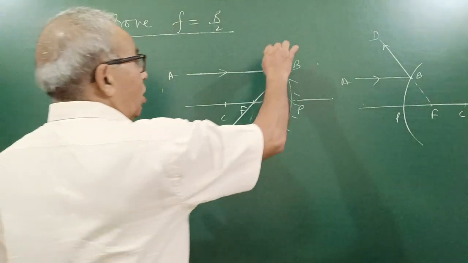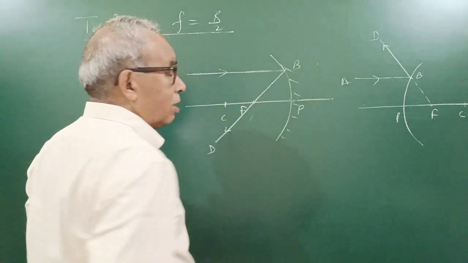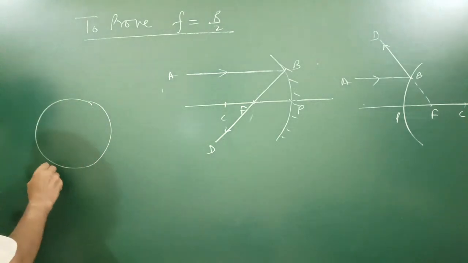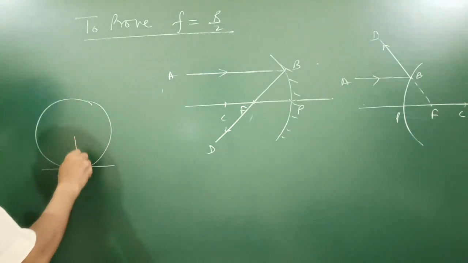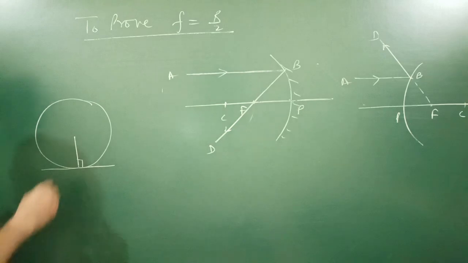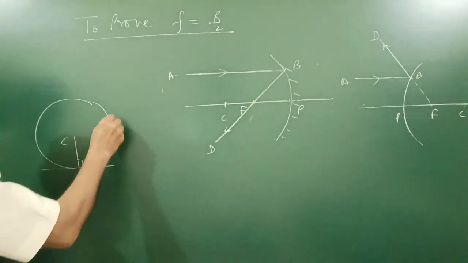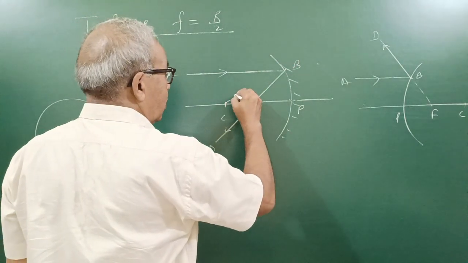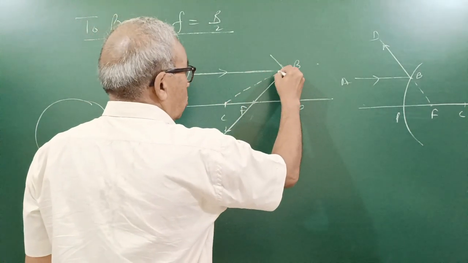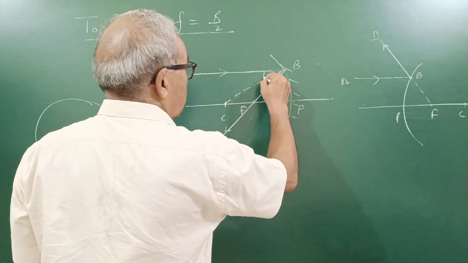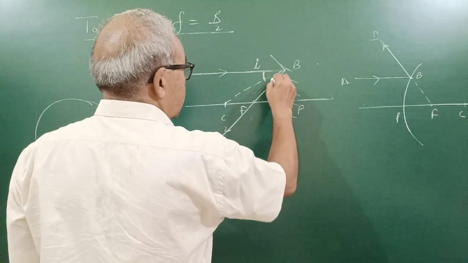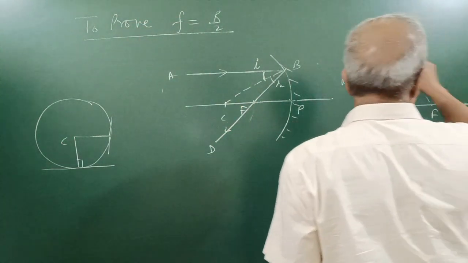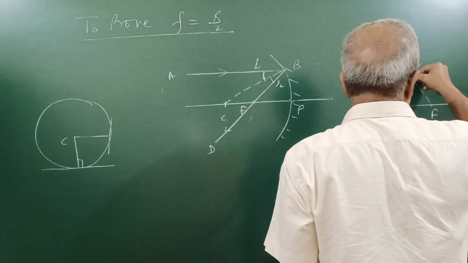In class 10, you are taught a theorem that at every point on a circle, if we draw a tangent and a radius, the radius is perpendicular to the tangent. The line from C, wherever it meets the tangent, is the normal. This is the normal here, so this is the angle of incidence, and this is the angle of reflection. Similarly here, join this point with C.